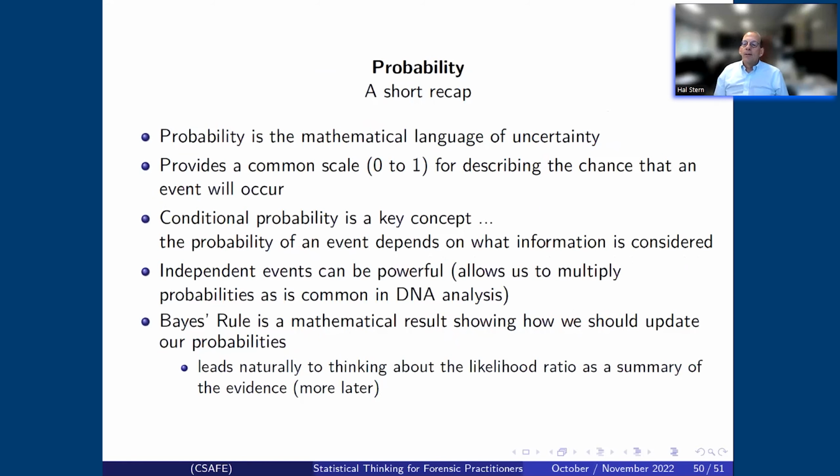First, about probability. Probability is the mathematical language of uncertainty, and provides a common scale for talking about the chance that an event occurs, that applies to anything we might think about: the weather, the outcome of an election, the outcome of sporting events. I've argued that conditional probability is really the key concept. In fact, I usually tell people all probability is conditional. It depends on what information you are assuming about the population. We saw that independent events can be very powerful in that they allow us to multiply probabilities, but we need to be careful. And we saw Bayes' rule as a mathematical result that allows us to update probabilities in the face of evidence, to go from prior probabilities through evidence to posterior probabilities.